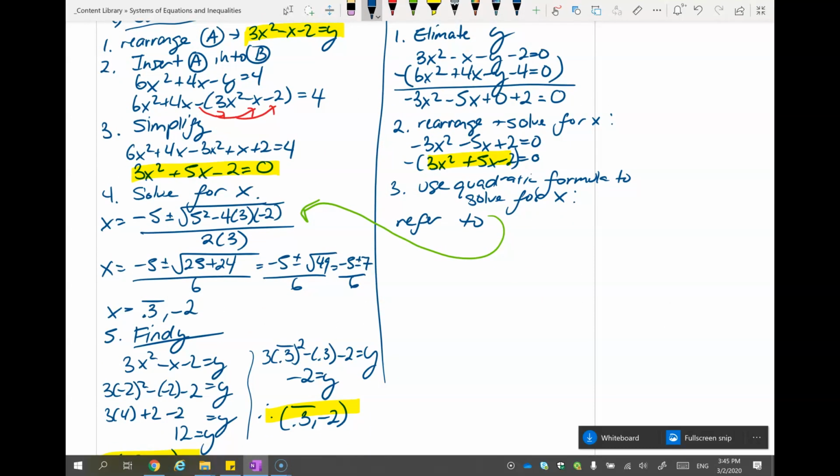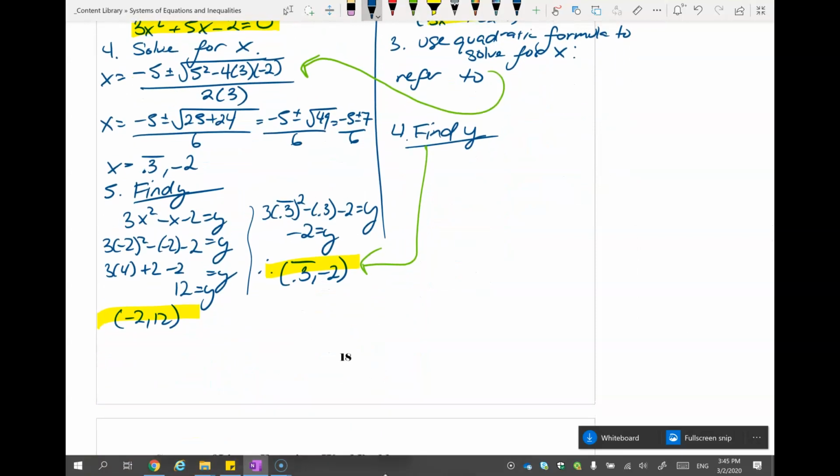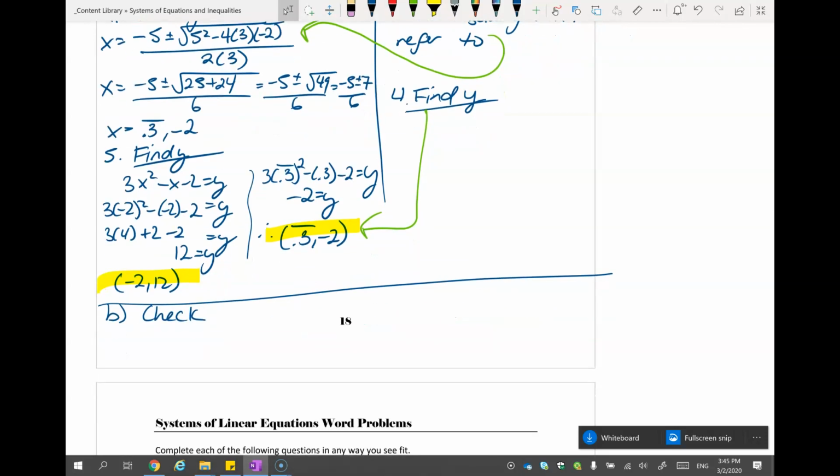And then your fourth step is to find y. And again, refer back to your substitution method because you're going to get the same answer. The last thing we're going to do is check to see if those 2 points are actually the answers to our system of equations. So we're going to check -2, 12, and then we'll have to check 0.3 repeating, -2.